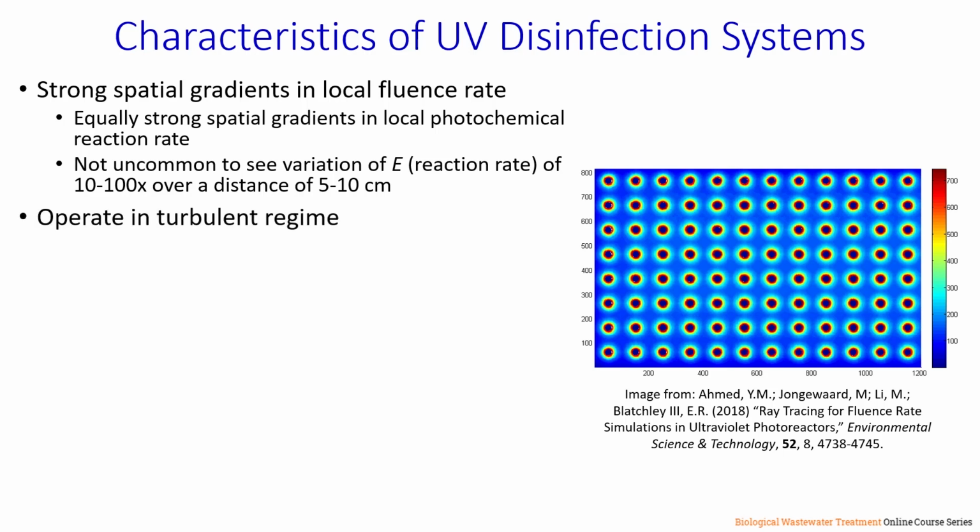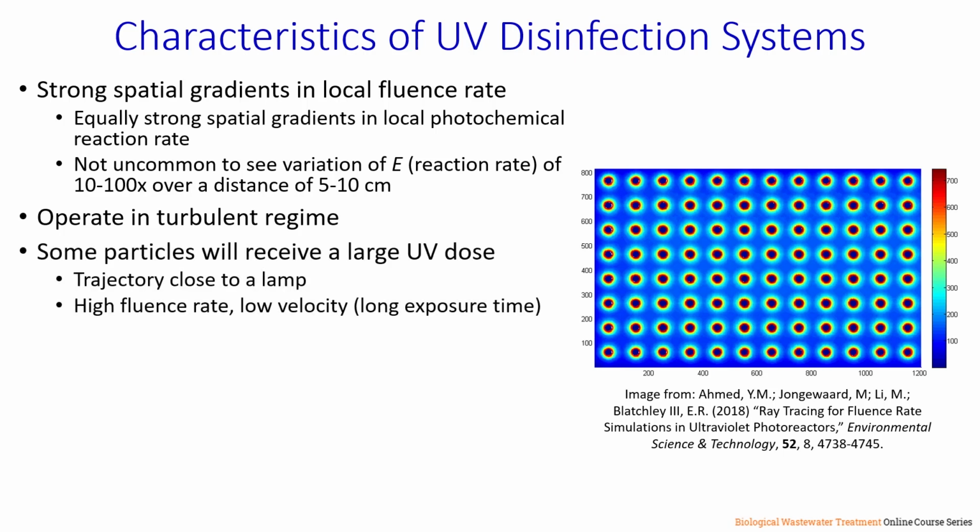Also, these systems operate in the turbulent regime in almost all cases. If we consider the fate of a microorganism as it goes through the system, there are many different trajectories that could be taken. For example, if a particle takes a trajectory that is relatively close to a lamp, it will experience a relatively high fluence rate, and because it may be in the momentum boundary layer, it can also experience low velocity, thereby yielding a long exposure time. Collectively, those attributes will deliver a large dose to that microorganism.